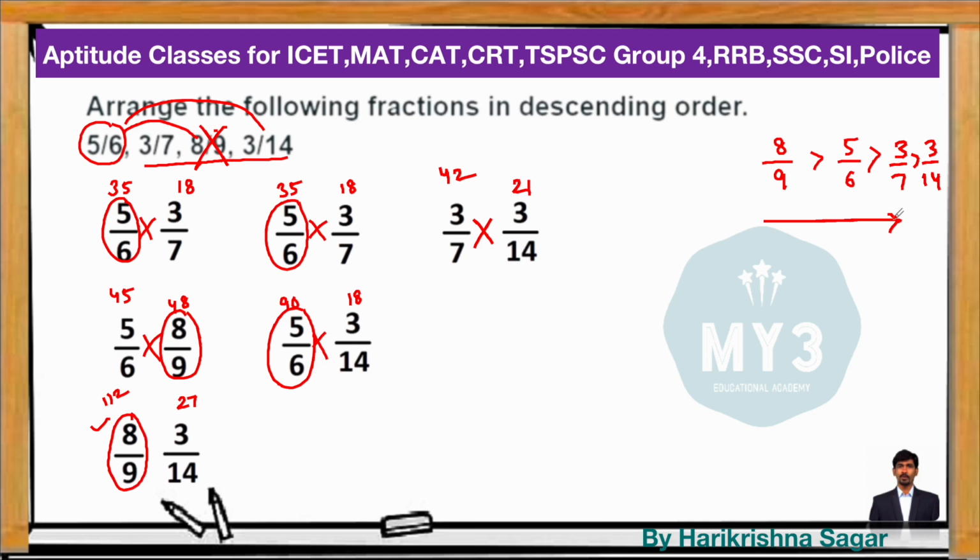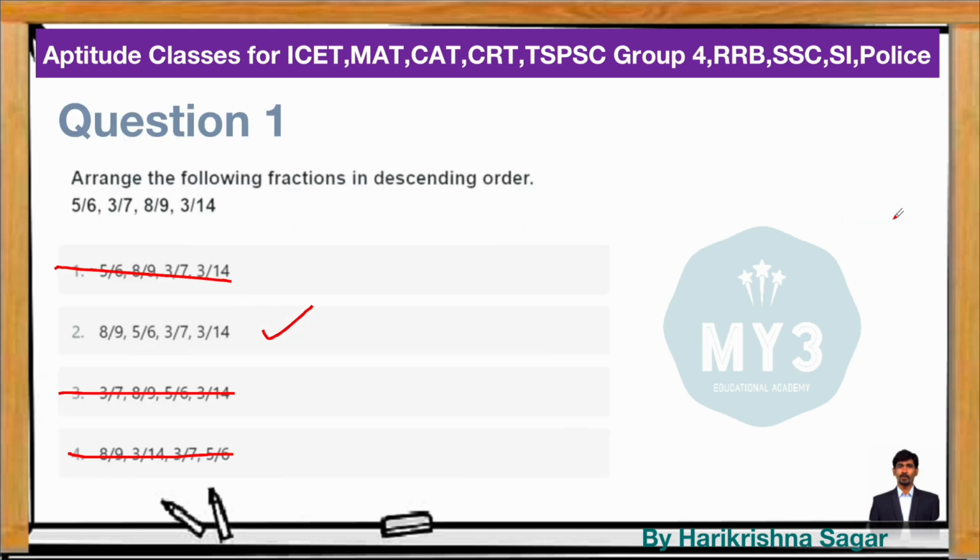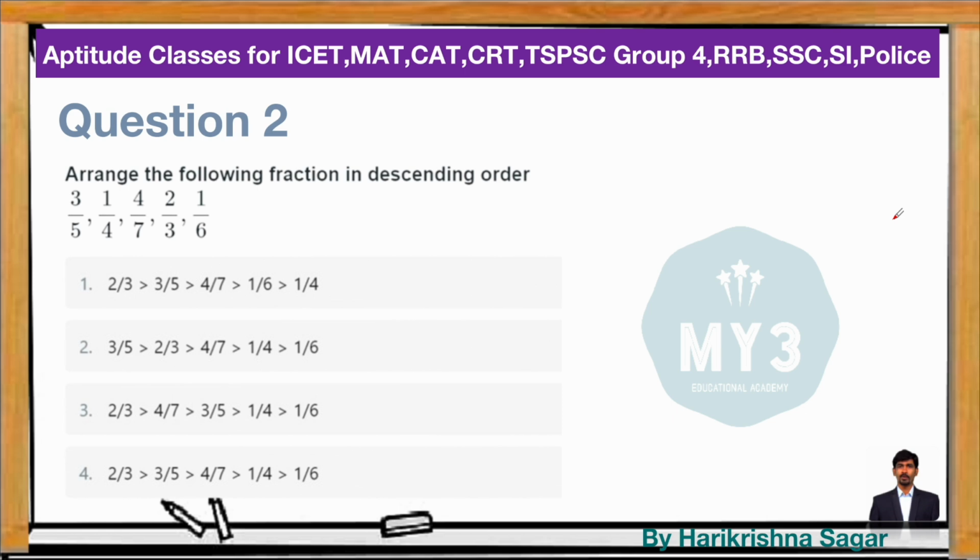That means after this, 3 by 7 is greater, and the least fraction is 3 by 14. This is how we can solve using the trick. Hope you are able to understand how to use the trick. Let's take one more question so that you will get more clarity on this.